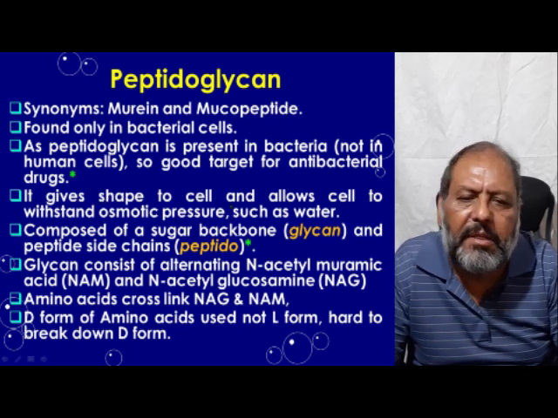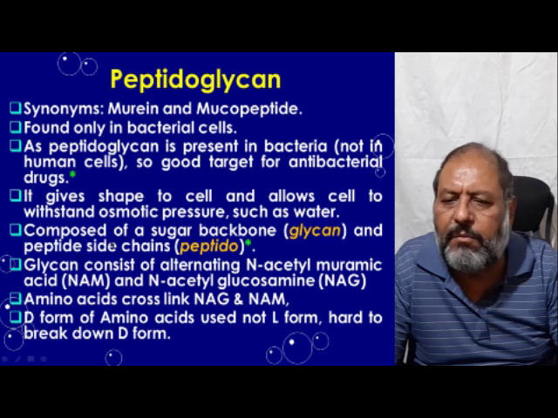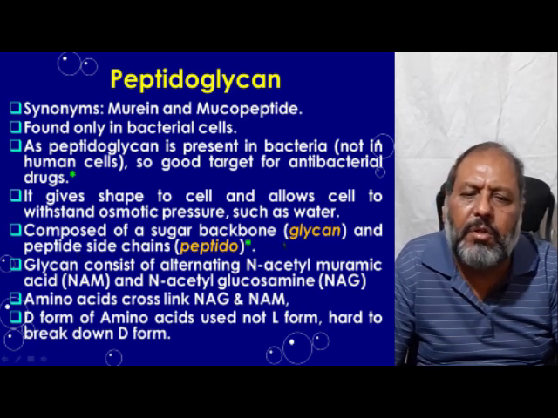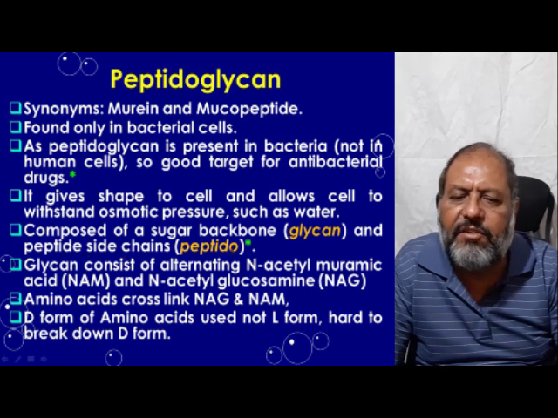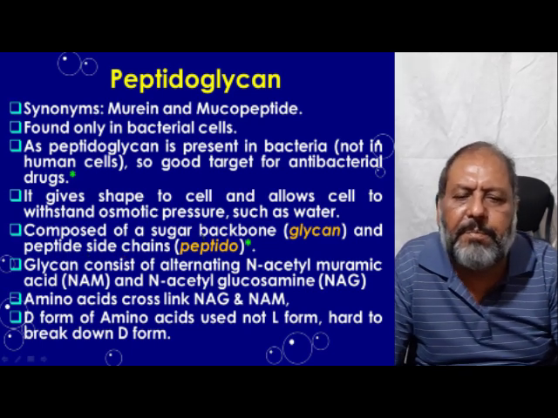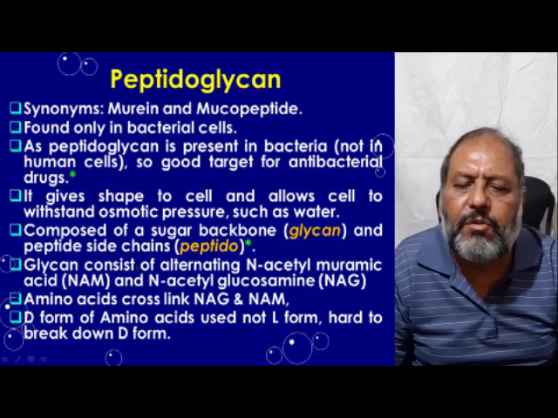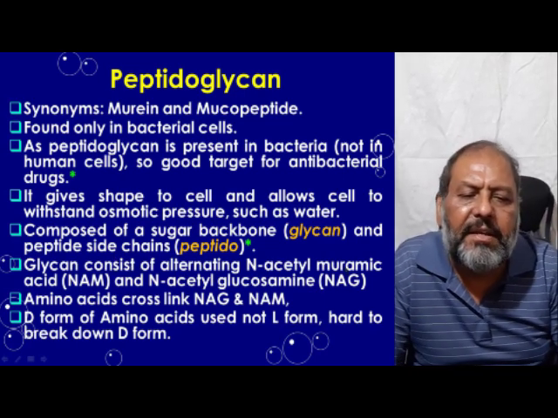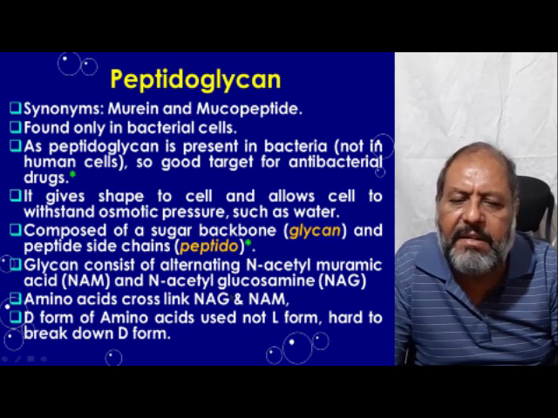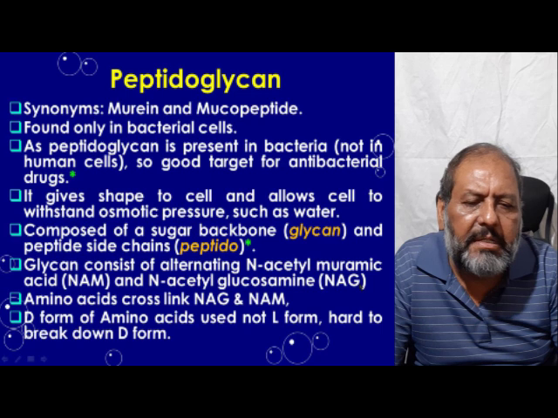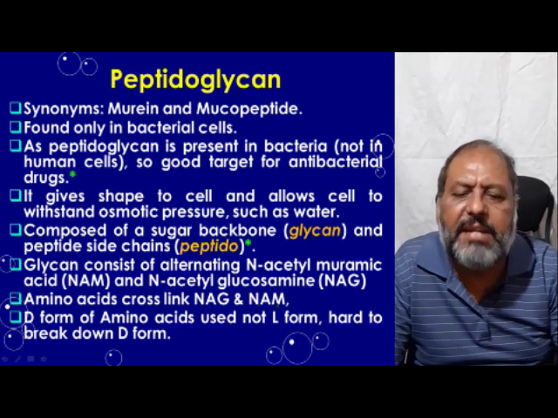Peptidoglycan gives shape to the cell and allows the cell to withstand osmotic pressure such as water. It is composed of the sugar backbone glycan, so the name, and the peptide side chain, so the name is peptidoglycan. The glycans are the main pillars, consisting of alternating N-acetyl muramic acid, or NAM, and N-acetyl glucosamine, NAG. So amino acids cross-link NAG and NAM.